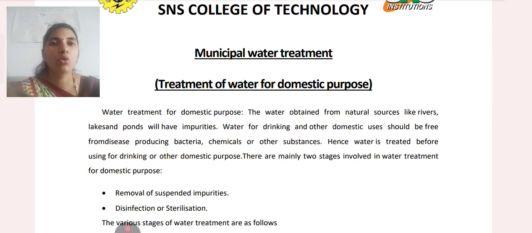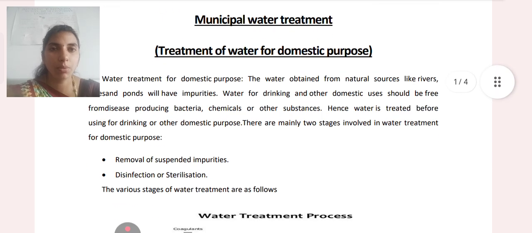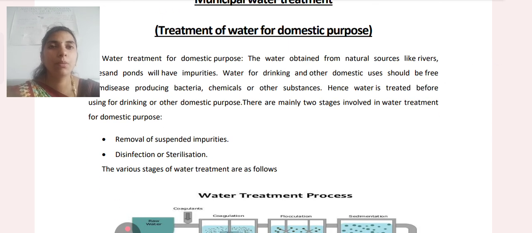Water treatment for domestic purpose. The water obtained from natural sources like rivers and ponds will have impurities. Water for drinking and other domestic uses should be free from disease-producing bacteria, chemicals or other substances. Hence, water is treated before using for drinking or other domestic purposes. There are mainly two stages involved in water treatment for domestic purpose: removal of suspended impurities, and disinfection or sterilization.